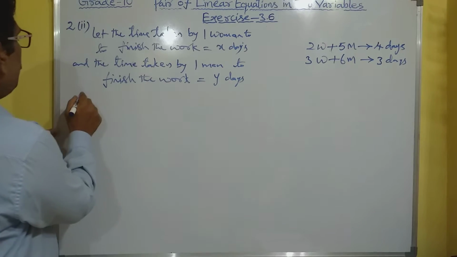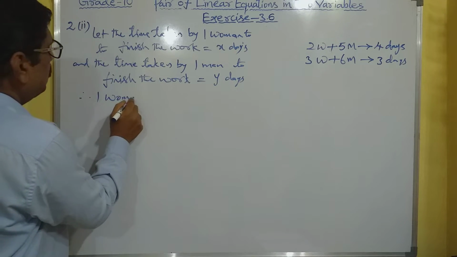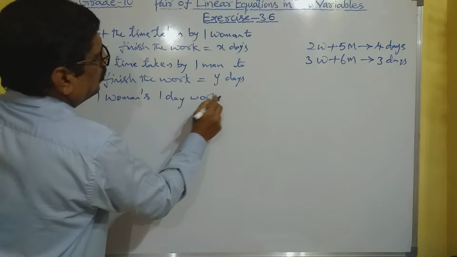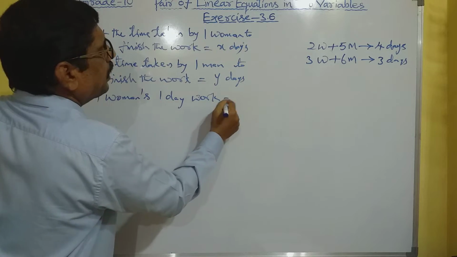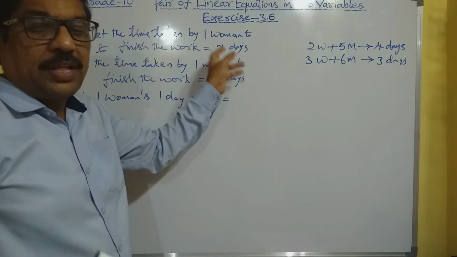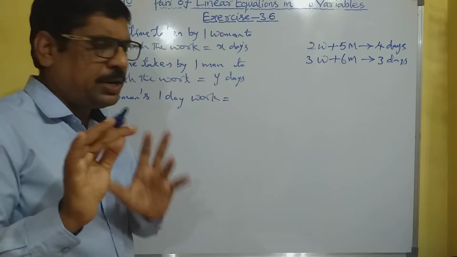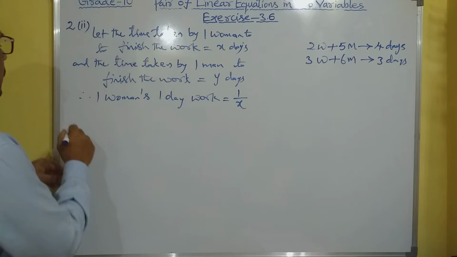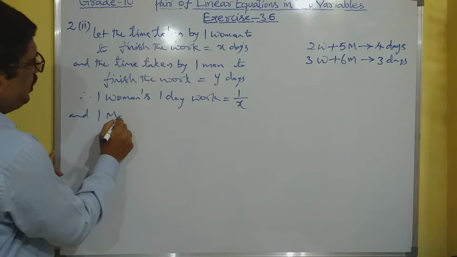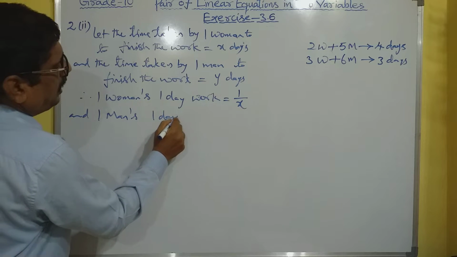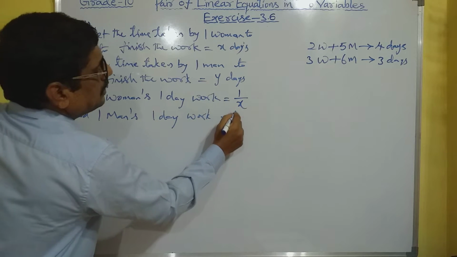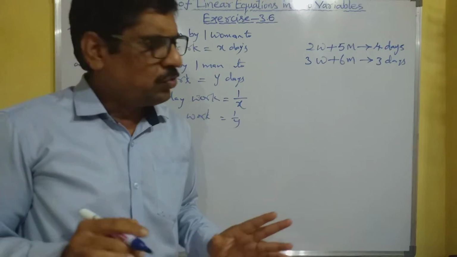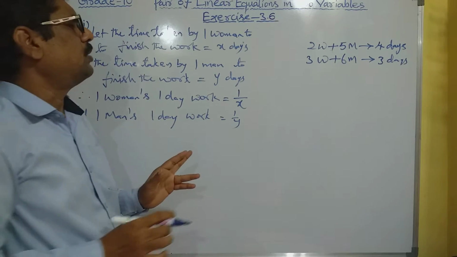Therefore, one woman's 1 day work. So the total work can be completed in x days. Therefore, the part of work that can be completed in 1 day is 1 by x. Okay, and one man's 1 day work is equal to 1 by y. Okay, now did you understand up to this? So for this type of problems we have to take like this.